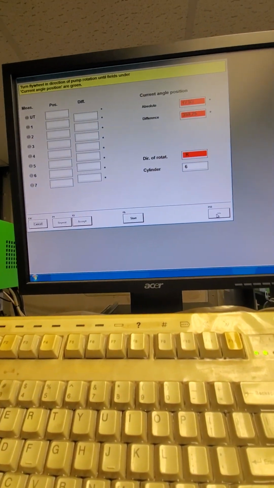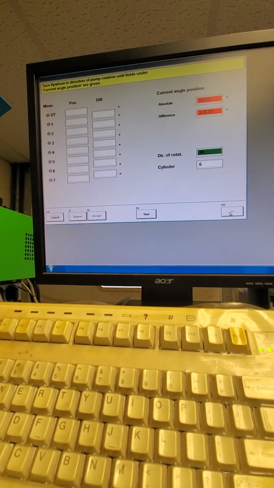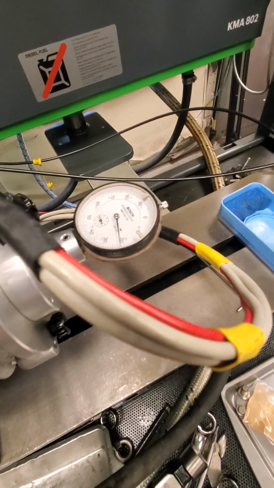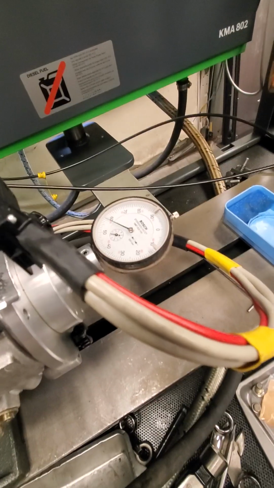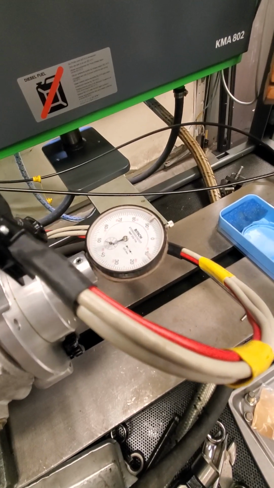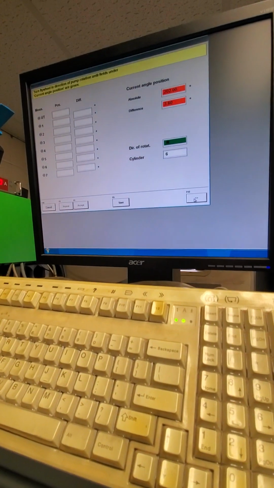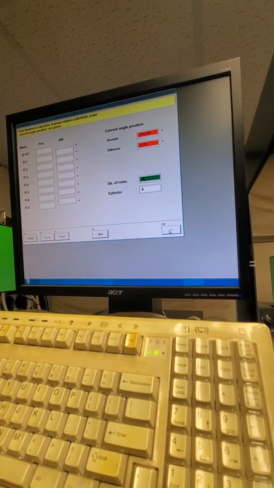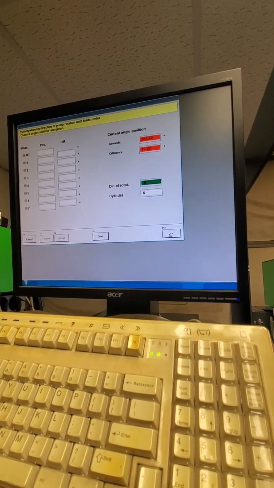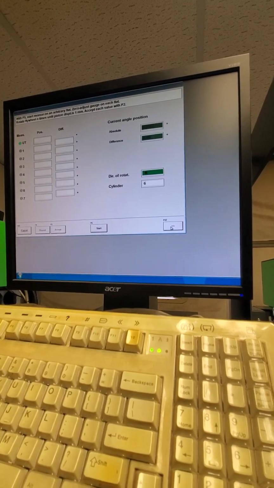So what the test stand wants me to do is rotate this around 360 degrees, and make sure that my dial indicator is moving. So that is the plunger moving, or the roller moving up and down on the cam ring. So once it's happy that I've went 360 degrees, that'll turn green at the top. And now I can start.